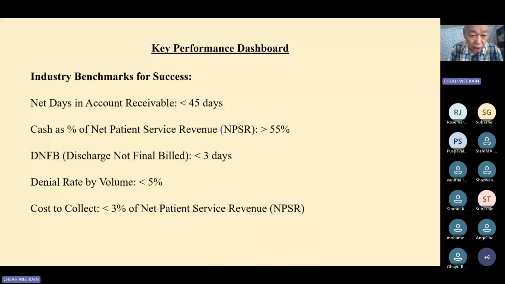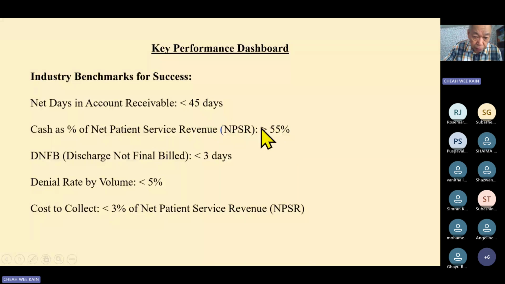Cash as a percentage of net patient service revenue must be more than 55% as much as possible. So you like people who pay you cash or at least pay you by credit card, right? Hopefully more than 55%. So you only have exposure or risk of 100 minus 55, only 45% risk. 45% risk is not 45 days. We are talking about different things here, okay?